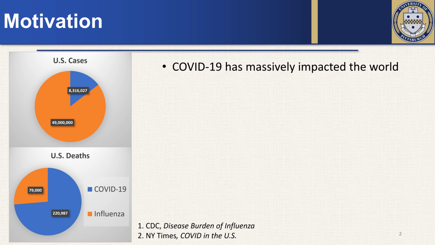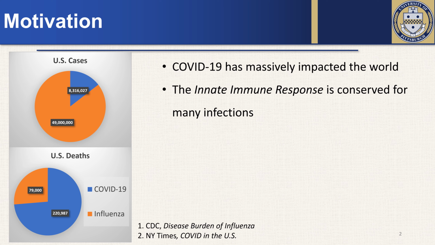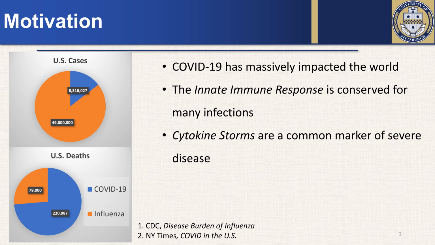The new severe acute respiratory syndrome of the novel coronavirus, SARS-CoV-2, has emerged, resulting in over 220,000 deaths in the United States to date. Both influenza and SARS-CoV-2 are RNA viruses, and the data suggests that cytokine storms are a common feature of both viruses during severe infections.